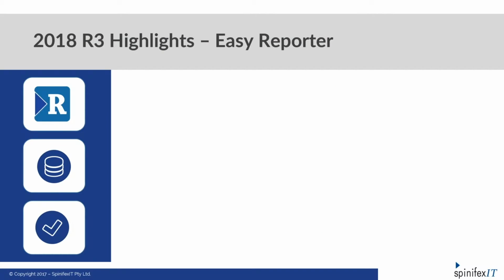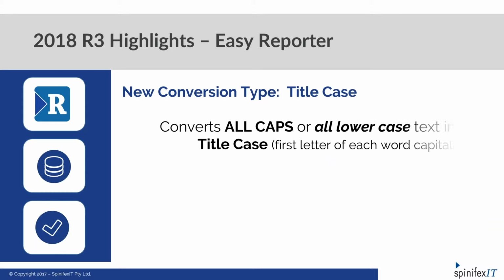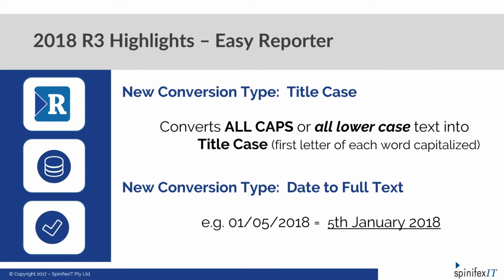Also new with this release are some additional data conversions. The first one I want to mention is the title case conversion, which will change text that's in all caps or all lowercase to a format where the first letter of each word is capitalized. This conversion would be really handy if, for example, your employee names or addresses are a mixture of upper and lower case formats and you want to standardize on your output. The second conversion listed here is for dates, allowing you to output a date in the format illustrated.